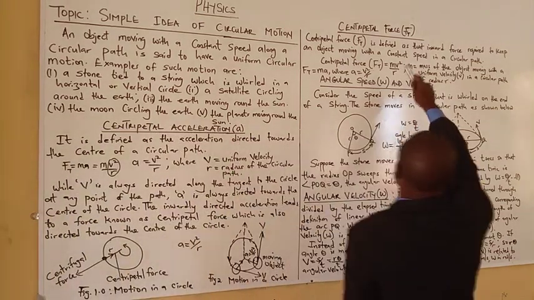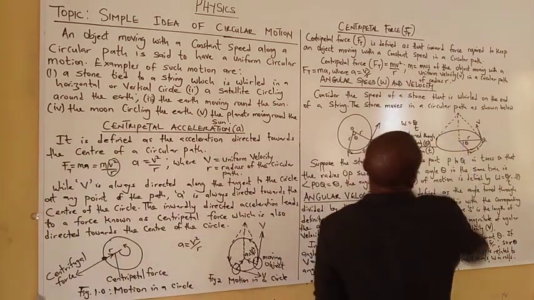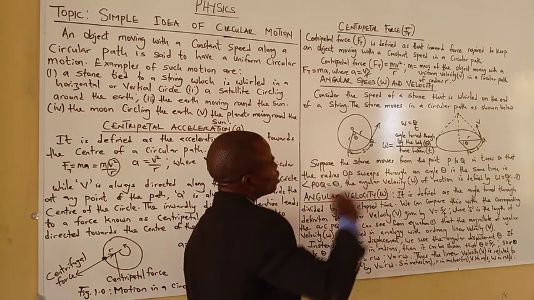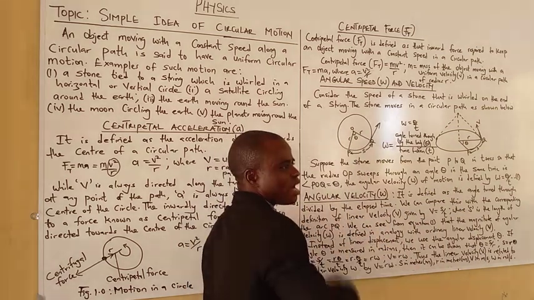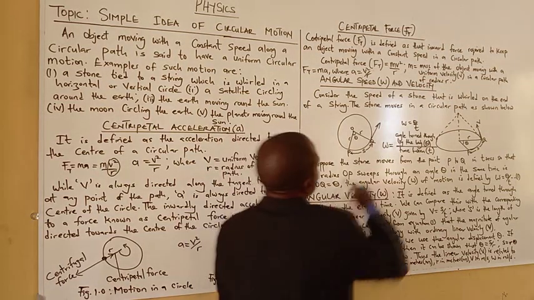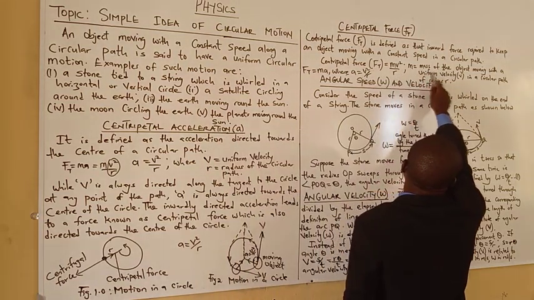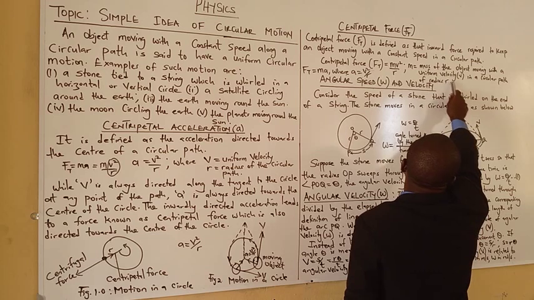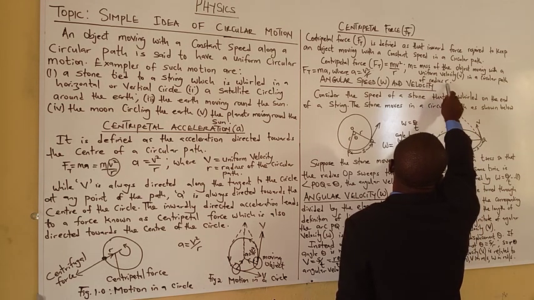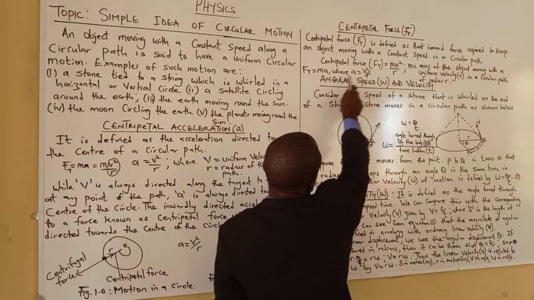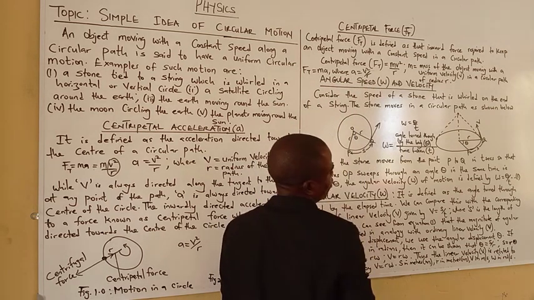Now let's see centripetal force. Centripetal force is defined as that inward force required to keep an object moving at a constant speed in a circular path. Centripetal force Fc equals mv squared over r, where m is the mass of the object moving in a uniform velocity v in a circular path of radius r. F equals ma, where a equals v squared over r.